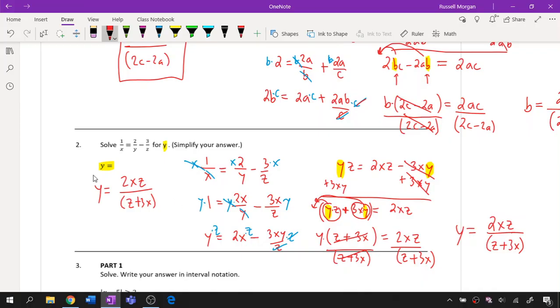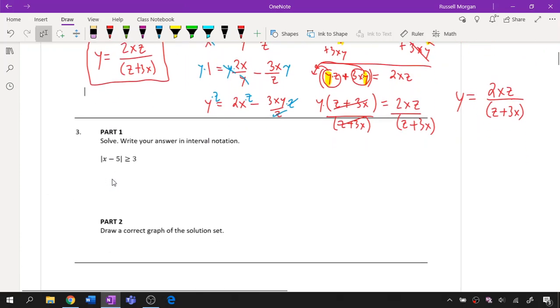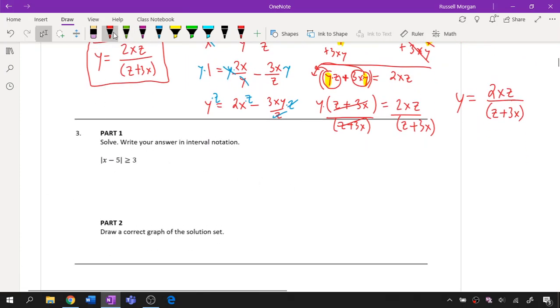And there we go. That's how we can do those two fraction equations or rational equations. All right, this one has 2 parts. It talks about solving this in interval notation. Well, first let's solve this.